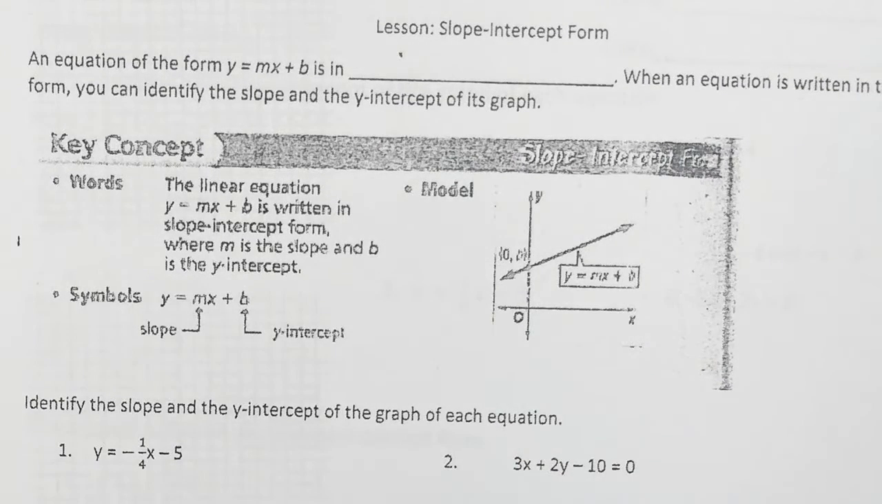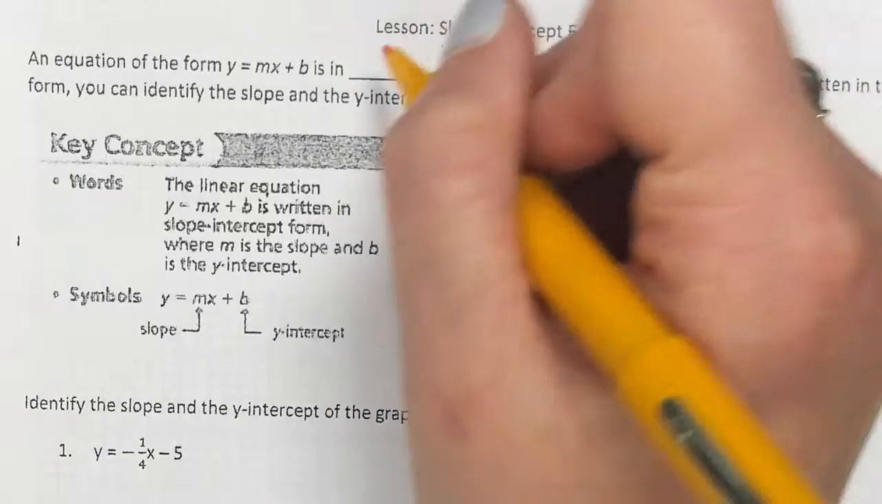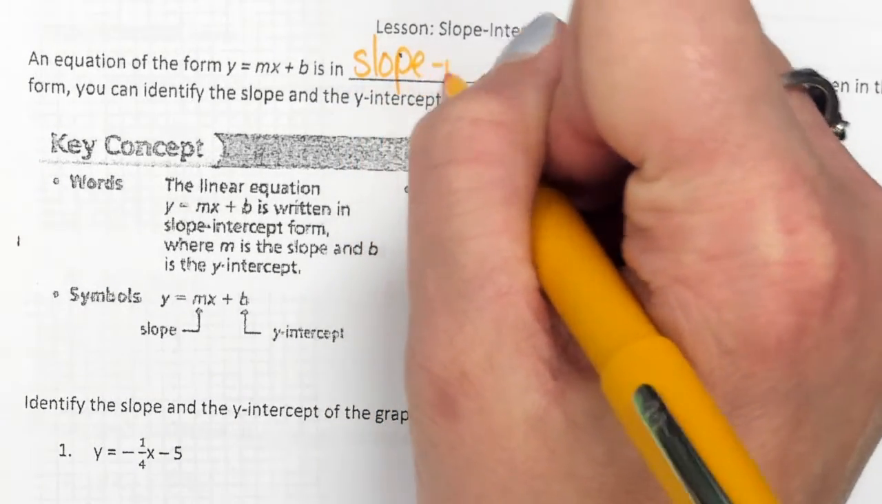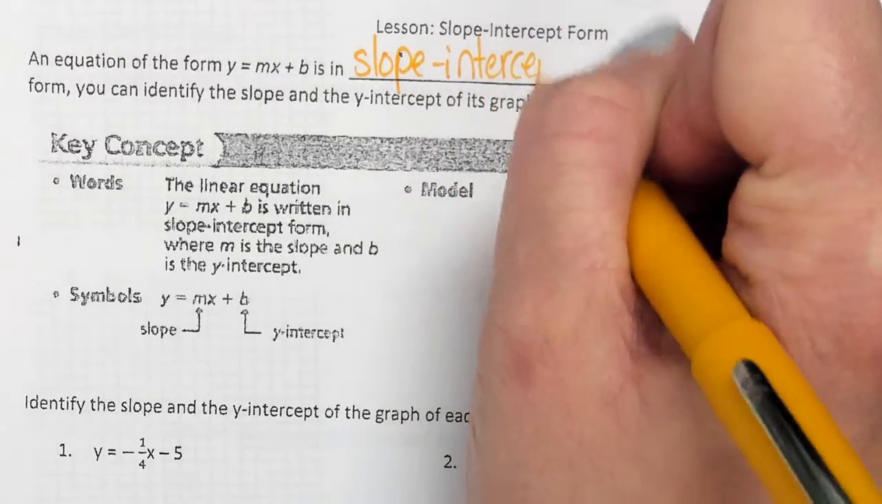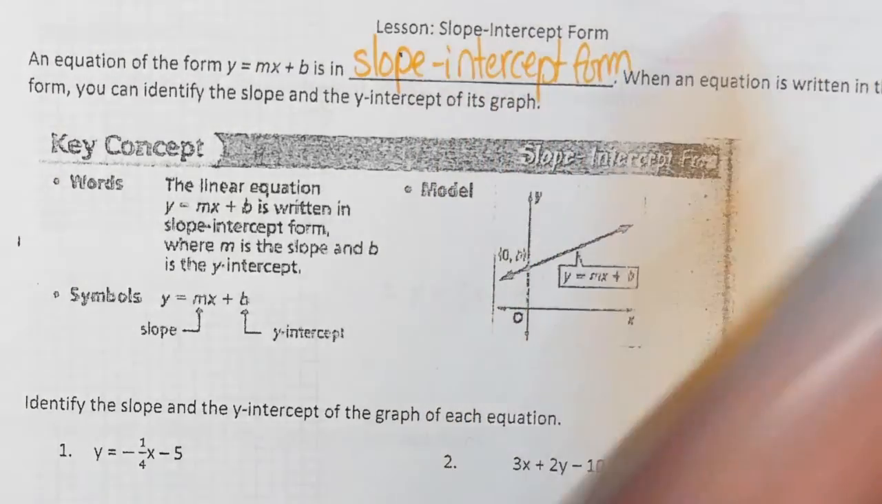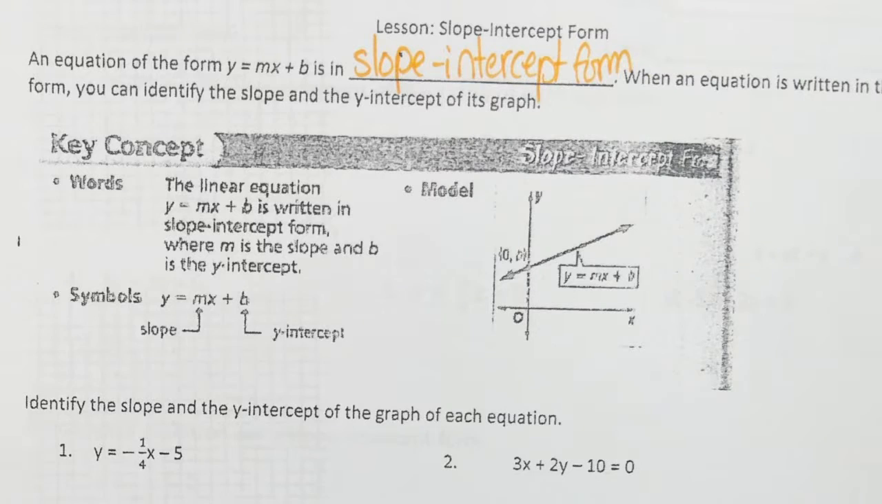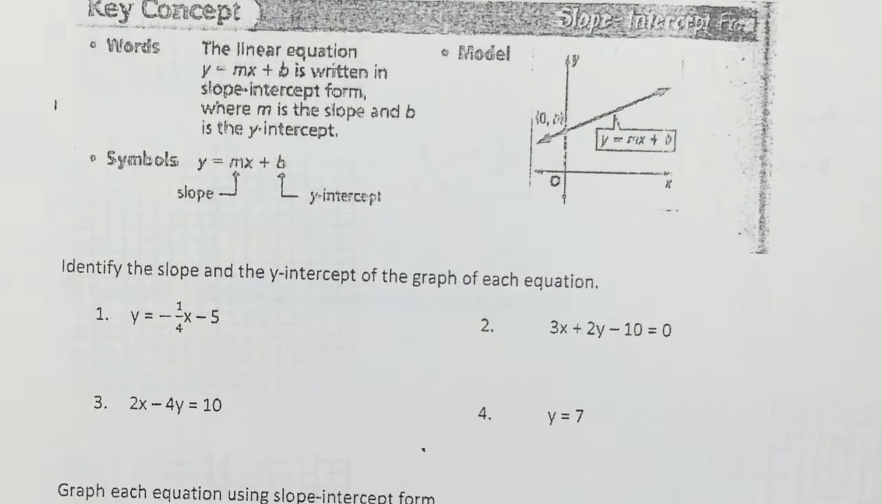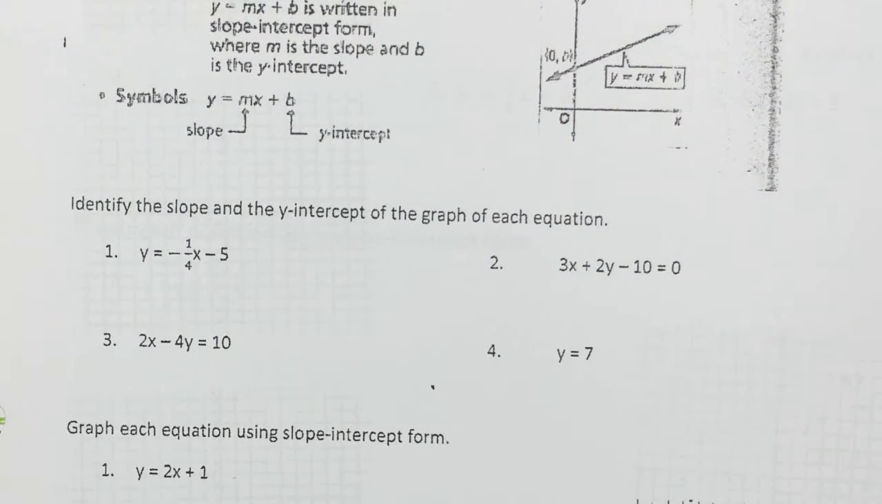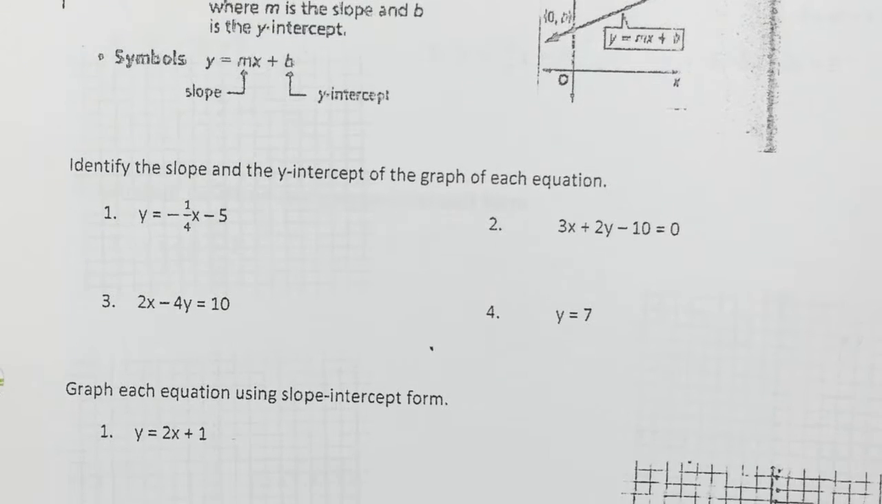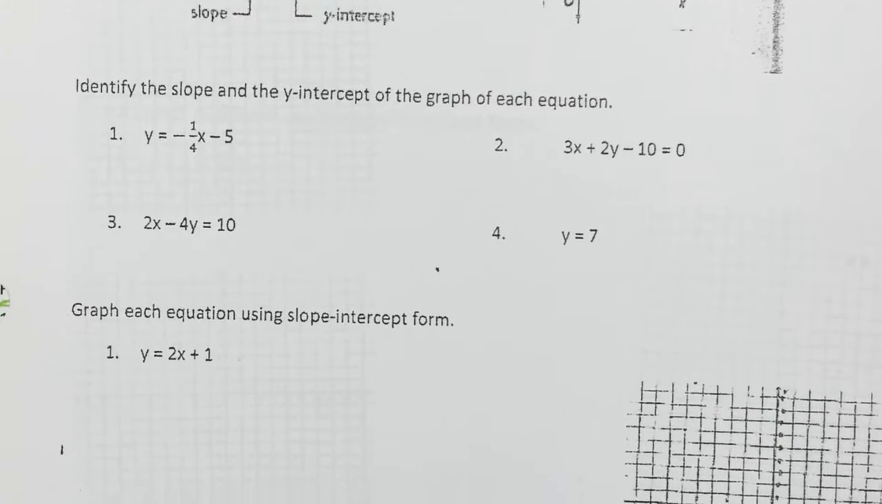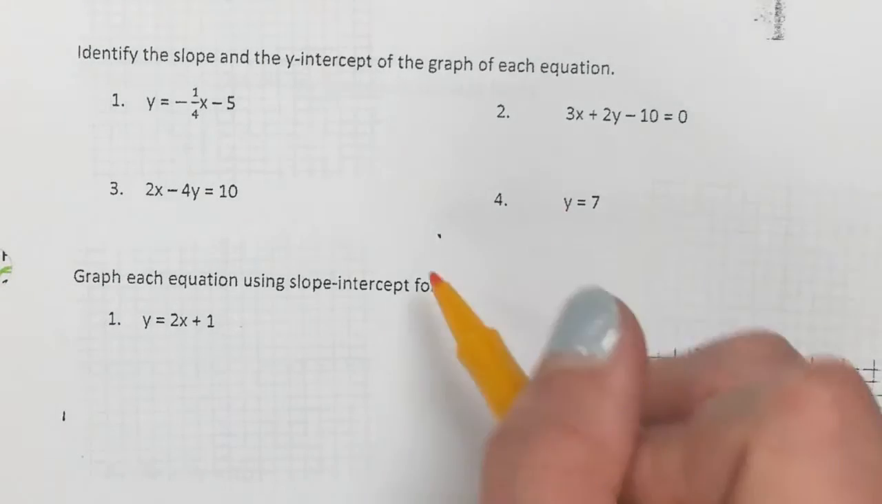What do we call y equals mx plus b? What form is that? Slope intercept. There you go. All right, so now your directions, they don't tell you to graph using the intercepts, right? Like we just did on a quiz. What do they tell you to graph using? They tell you to graph using slope intercept.